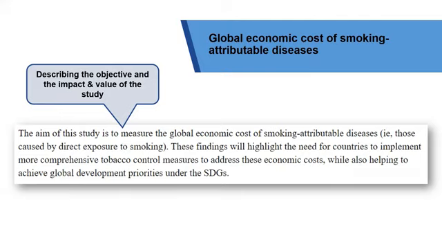The aim of the study is to measure the global economic cost of smoking-attributable or smoking-related diseases. These findings will highlight the need for countries to implement more comprehensive tobacco control measures to address these economic costs, and will also help achieve global development priorities under the SDGs. So they describe the objective and they mention the value and the impact this objective will have on the governmental level and the global level.